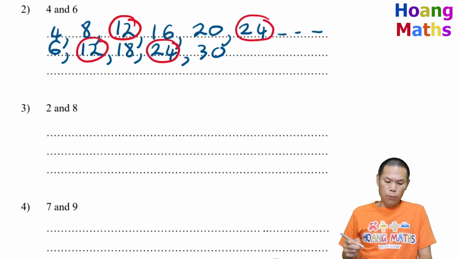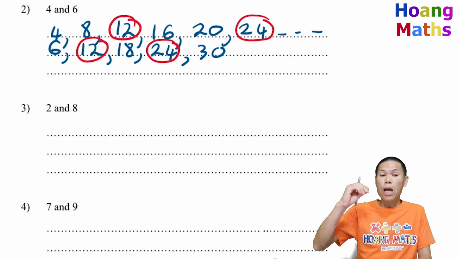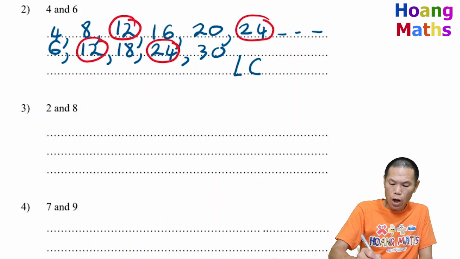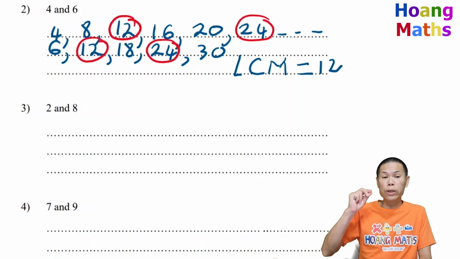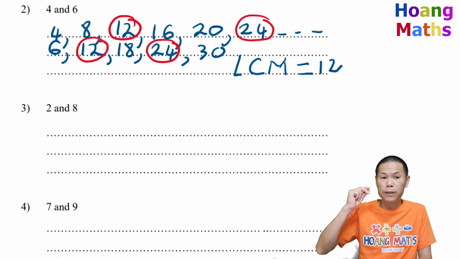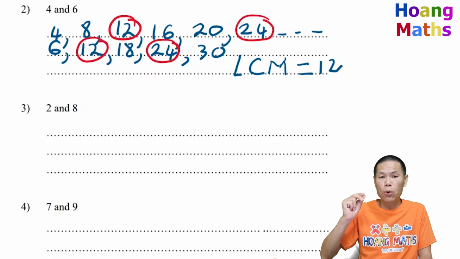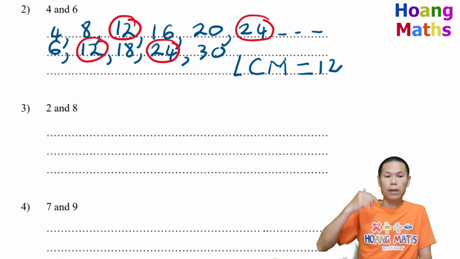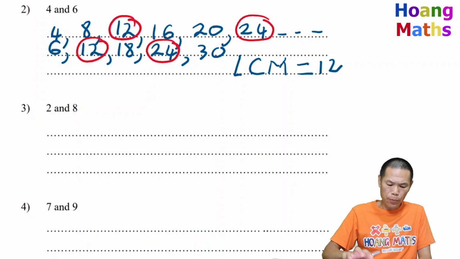So then we know that we are looking for the lowest common multiple of 4 and 6. Therefore, the lowest common multiple of 4 and 6 is 12, not 24. Okay, 24 is a common multiple of 6 and 4, but not the lowest. So the lowest common multiple of 4 and 6 is 12. Okay, keep that in mind.